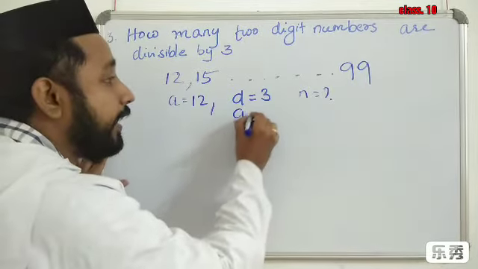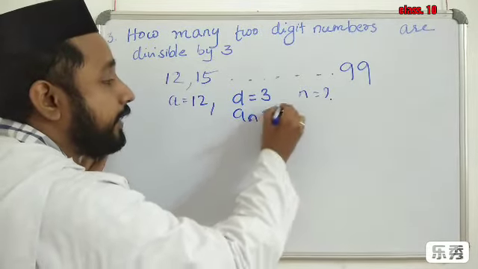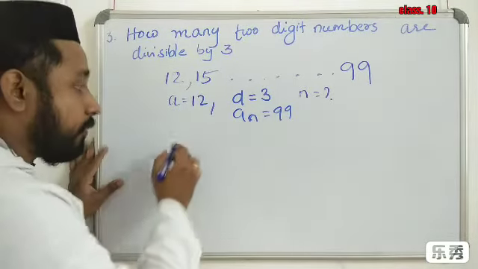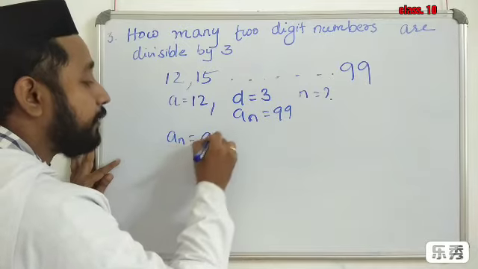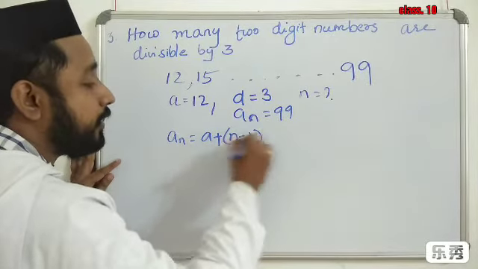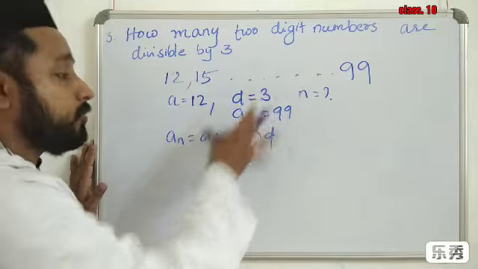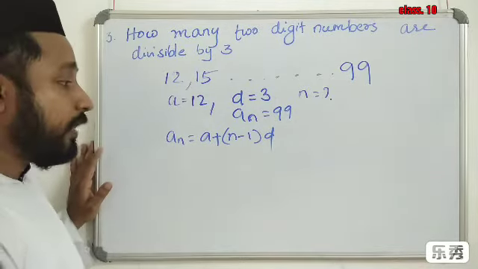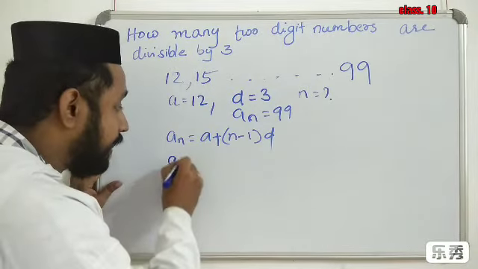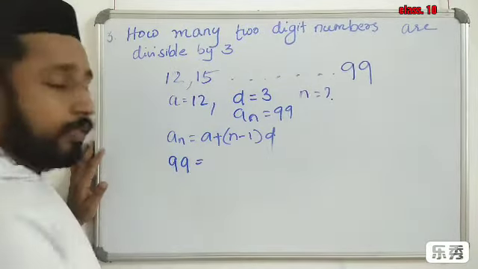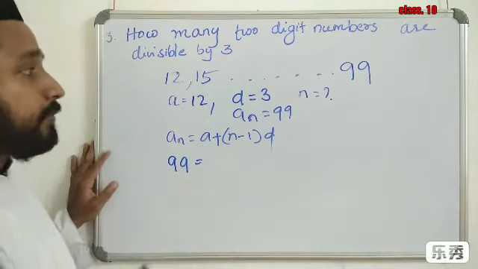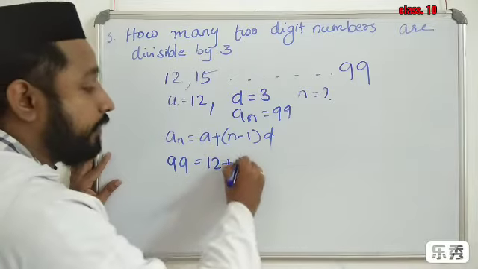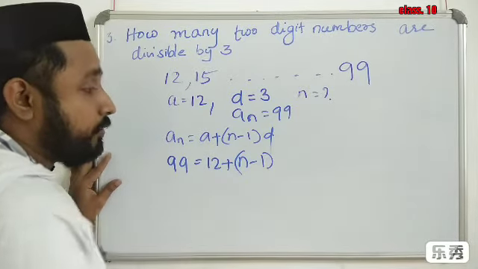So we write the last term is 99. We have to find out N. So we have to write the formula. An is equal to A plus N minus 1 into D. Substituting all these values here, we will get the value of N. So An is equal to A plus N minus 1 into D. We take An as 99. So we have to find out N. So 99 is equal to A plus N minus 1 into D.